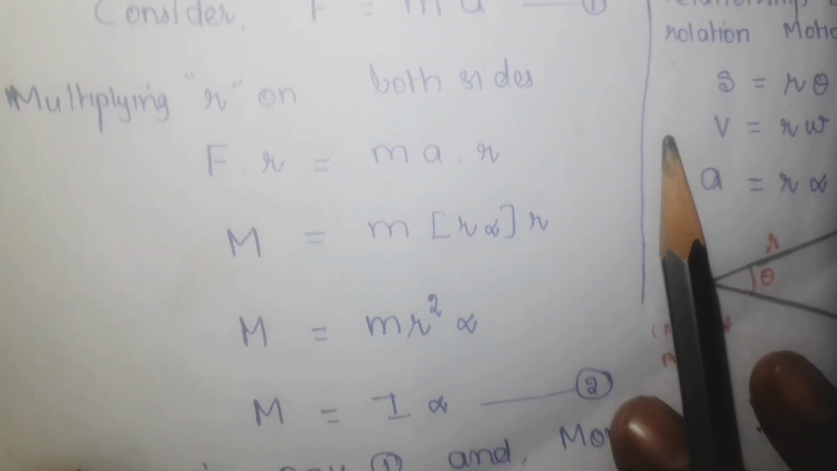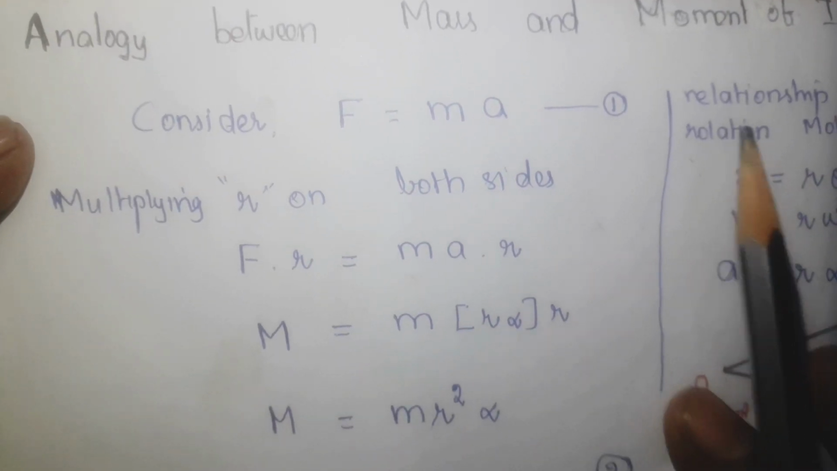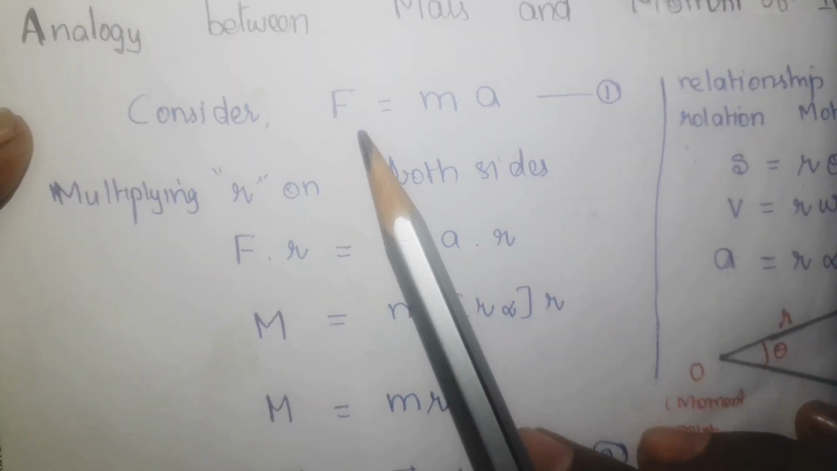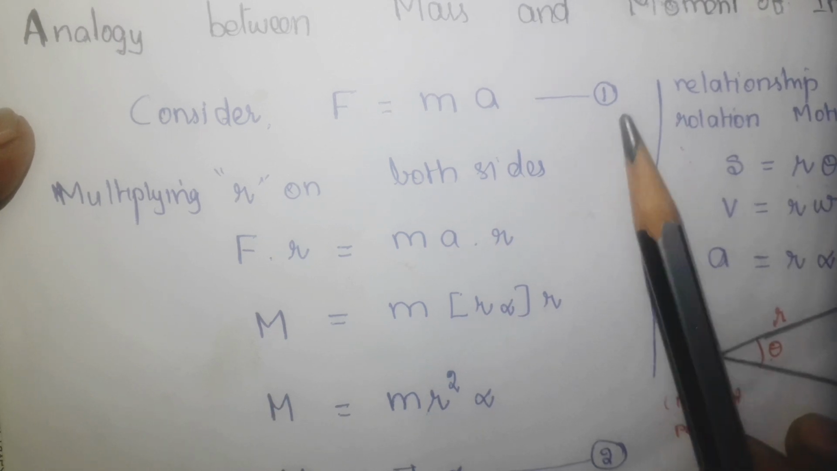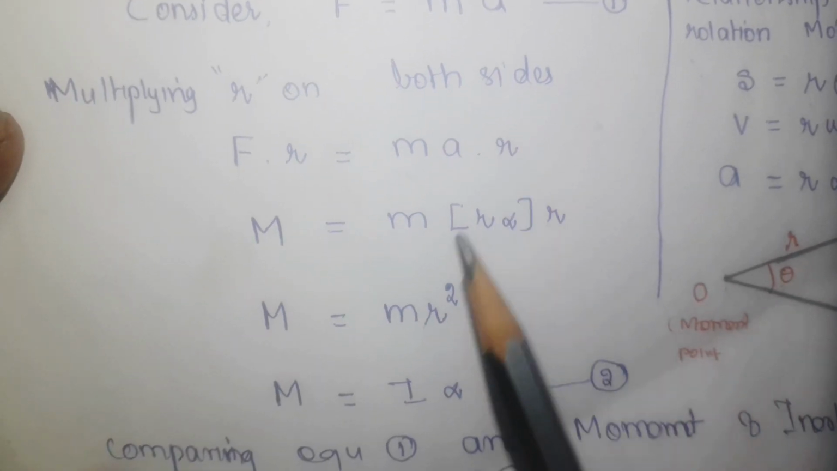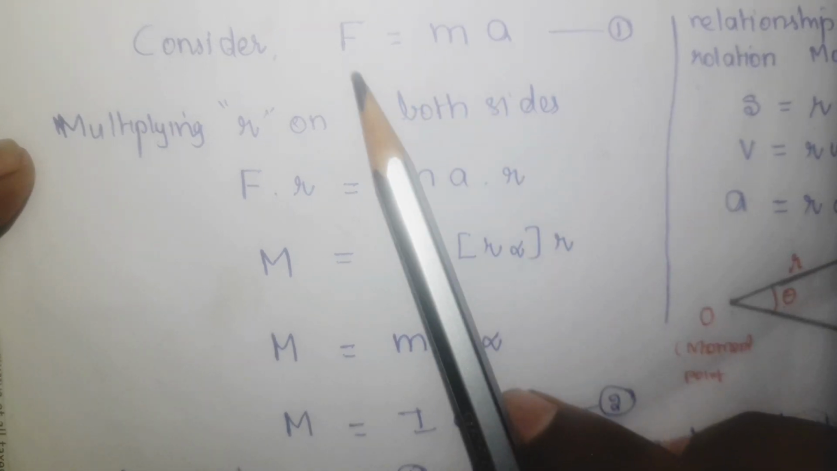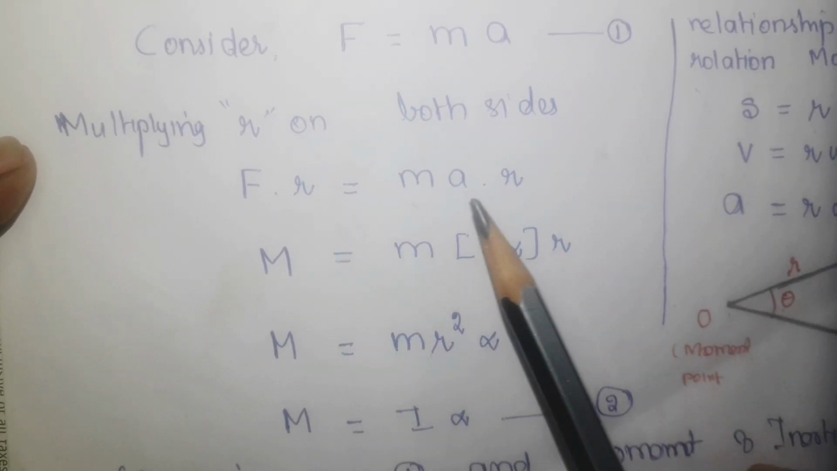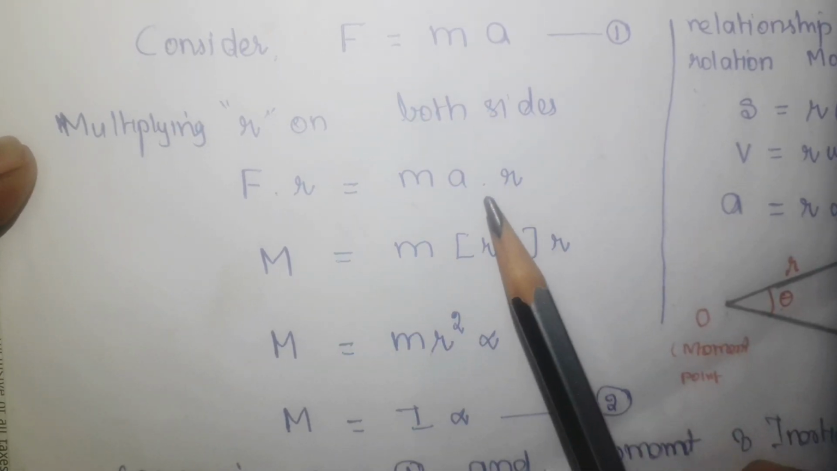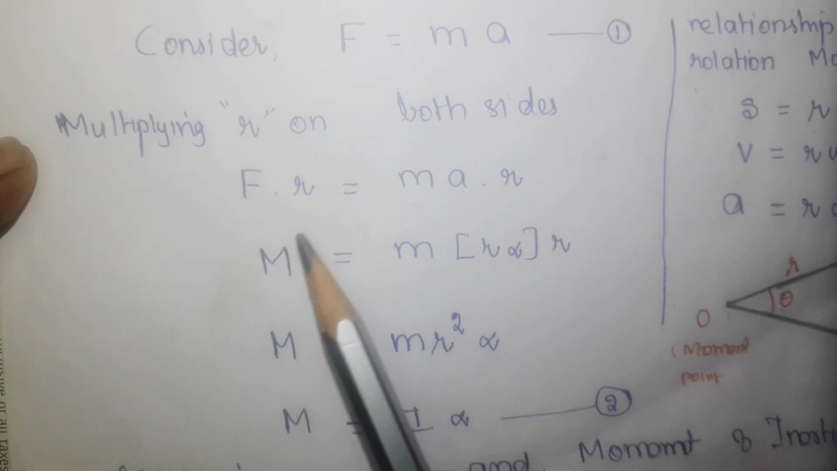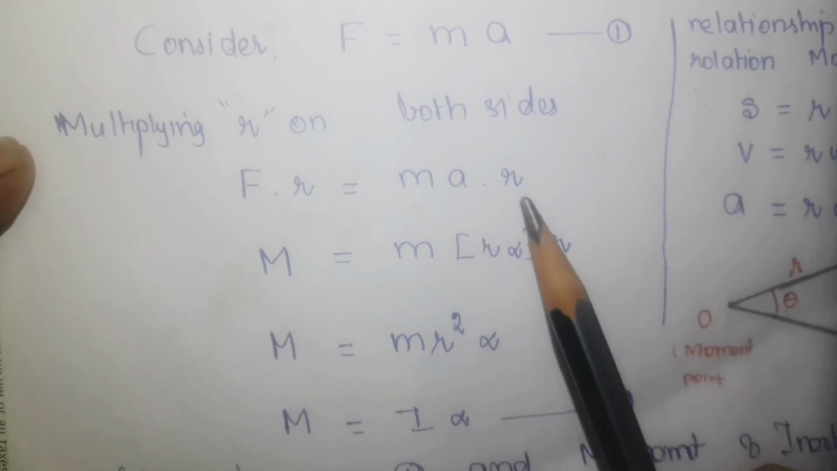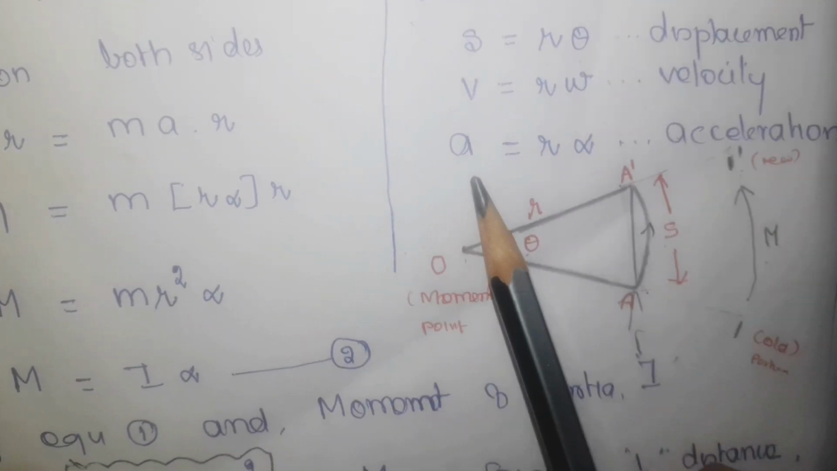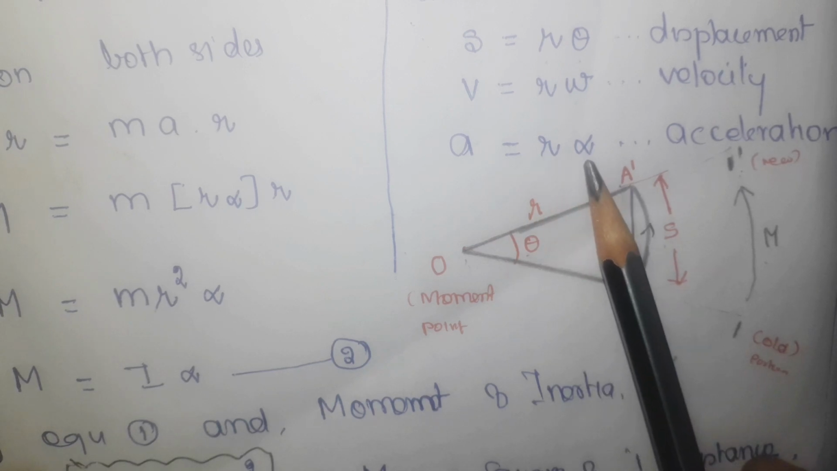Now let us go to the analogy. Okay, consider Newton's second law, F equal to mass into acceleration. Take this as equation number 1. Now multiply the perpendicular distance on both sides. Here this is R and this is R. Now F into R is nothing but force into perpendicular distance, you know that it is a moment. Similarly, in place of linear acceleration, substitute A equal to R into alpha.